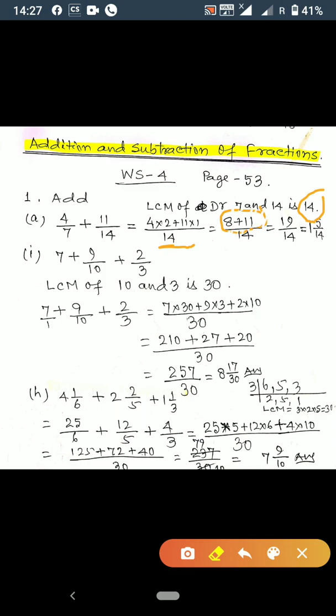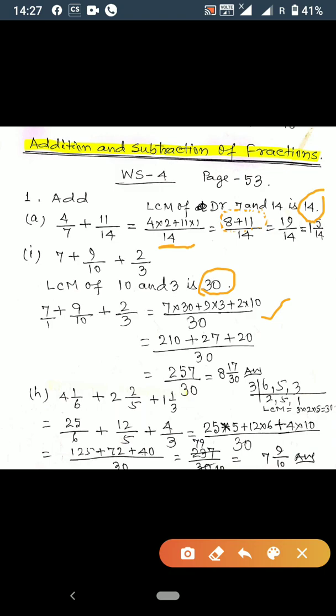Similarly 7 plus 9 by 10 plus 2 by 3. LCM of 10 and 3 is 30. So 7 can be written as 7 by 1 plus 9 by 10 plus 2 by 3. LCM is 30. Now 7 multiply 30, write in the numerator 7 multiply 30, plus 30 divided by 10, quotient is 3. So multiply the numerator of the second fraction by 3.